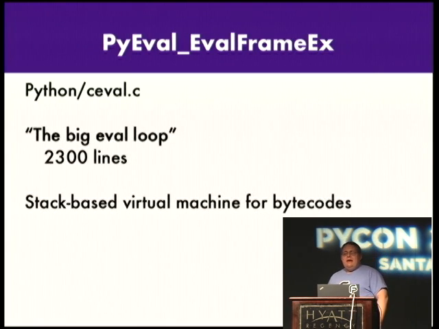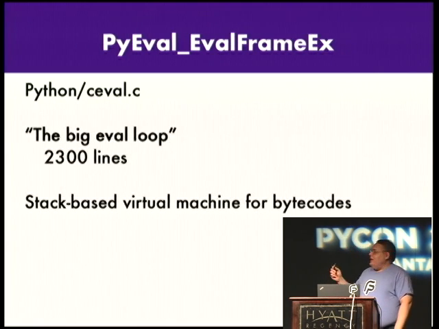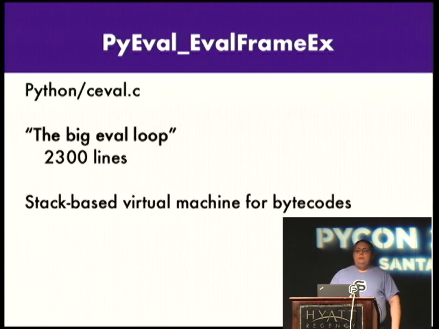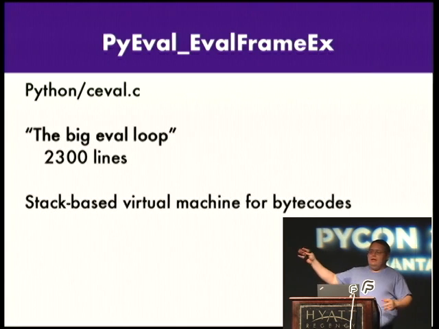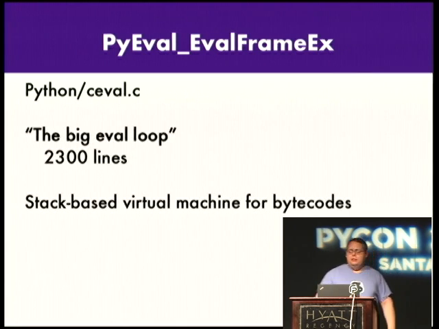PyEval_EvalFrameEx, which I'm getting a little tired of saying, is an implementation of a stack-based virtual machine that implements the machine that runs Python bytecodes. This is the beating heart of CPython. And it's stack-based in terms of it has a data stack. The return stack is actually sort of implicit in the Python C runtime because whenever you call a Python function, that's mirrored in the C stack, and so that's why you can blow the stack with a really deep recursive set of calls. That's the thing that Stackless kind of was set out to change.